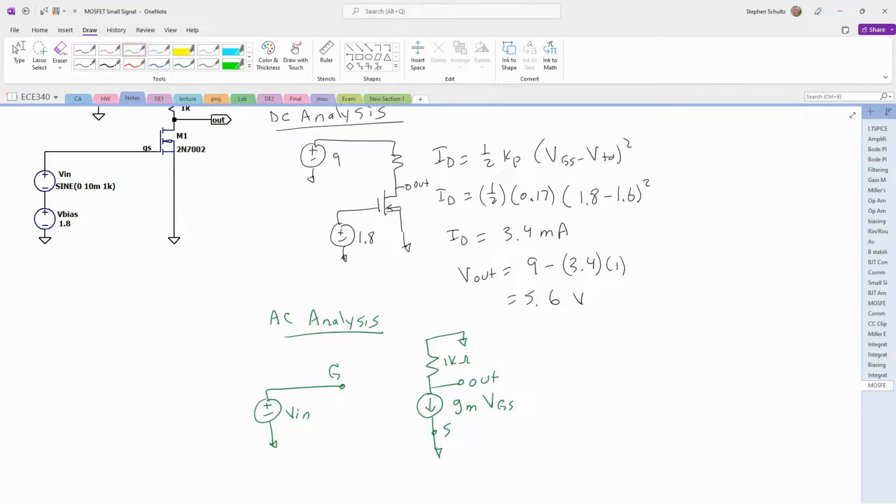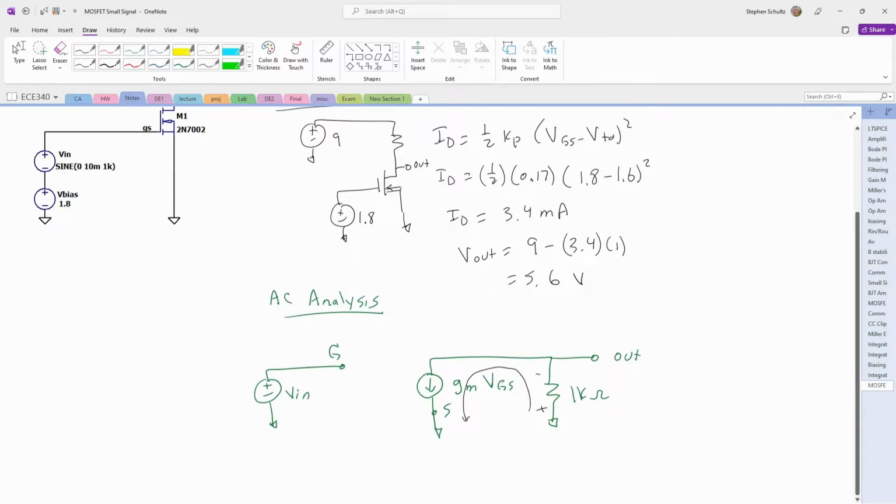And it's going to look like that. But we don't want this ground going up in the top, so we're going to take this and flip it down like this. So this is going to be my 1 kiloohm, and then this is going to be my out. You can see that this current gets pulled around like this. So this is plus minus right there.